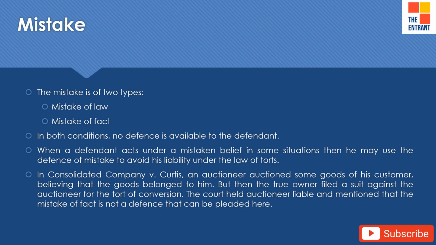In the case of Consolidated Company versus Curtis, an auctioneer auctioned some goods of his customer, believing that the goods belonged to him. But then the true owner filed a suit against the auctioneer for tort of conversion. The court held the auctioneer liable and mentioned that the mistake of fact is not a defense that can be pleaded in this case.